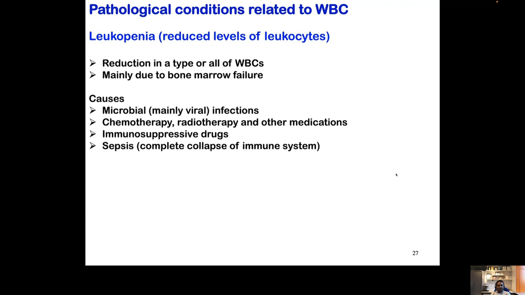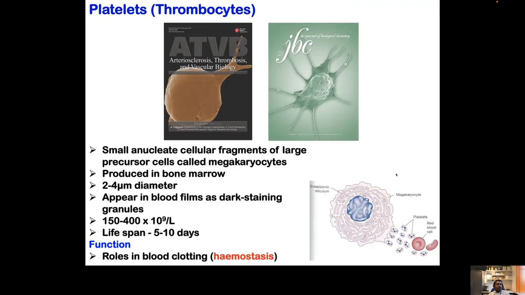So microbial infection, many viral infections can attack the bone marrow, that can lead to this reduced level of cells, and then chemotherapy, radiotherapy, and other medications that normally people receive can mainly affect bone marrow and therefore the cell production. Immunosuppressive drugs have adverse effects on the cell production, and then sepsis, which is basically infection all around the body. Okay, this is when complete collapse of immune system will occur. Again, that can lead to leukopenia. So these are about the white blood cells.